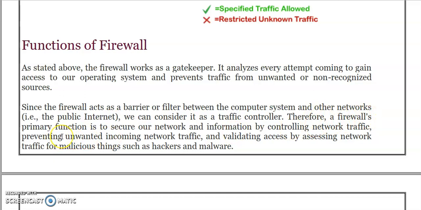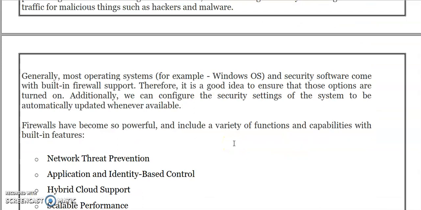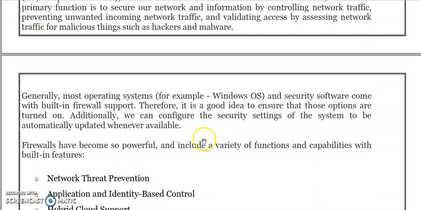Therefore, a firewall's primary function is to secure our network and information by controlling network traffic, preventing unwanted incoming network traffic, and validating access by assessing network traffic for malicious things such as hackers and malware. Generally, most operating systems, for example Windows, and security software come with built-in firewall support. Therefore, it's a good idea to ensure that those options are turned on.